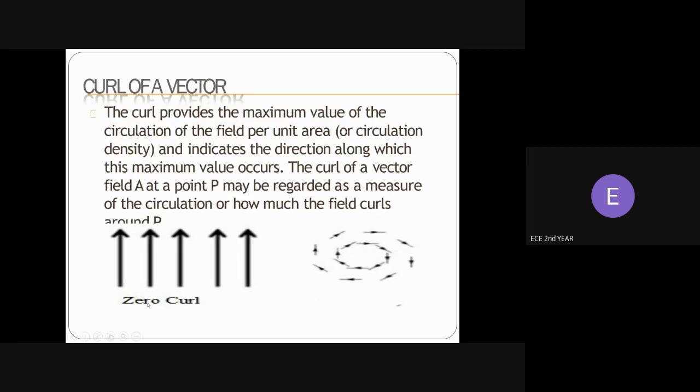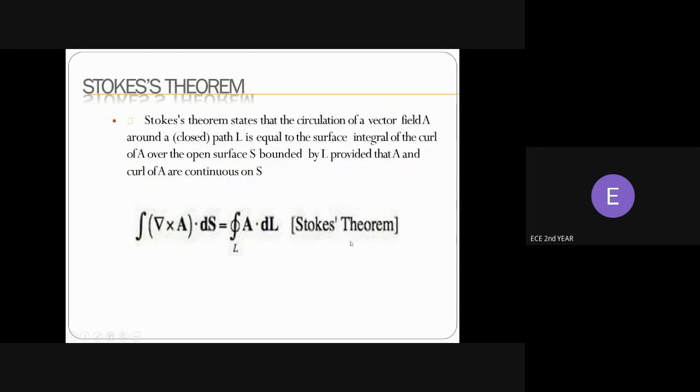So if the vector has no rotation, that means zero curl, and if the value rotates, that is called the curl of a particular vector. So for curl you will have Stokes theorem, and for del you will have the divergence theorem. Here we see the curl of a particular vector, that is called del cross A, right? And if you take the surface integral of that particular vector, that will be equal to the line integral of that vector. That is called Stokes theorem.